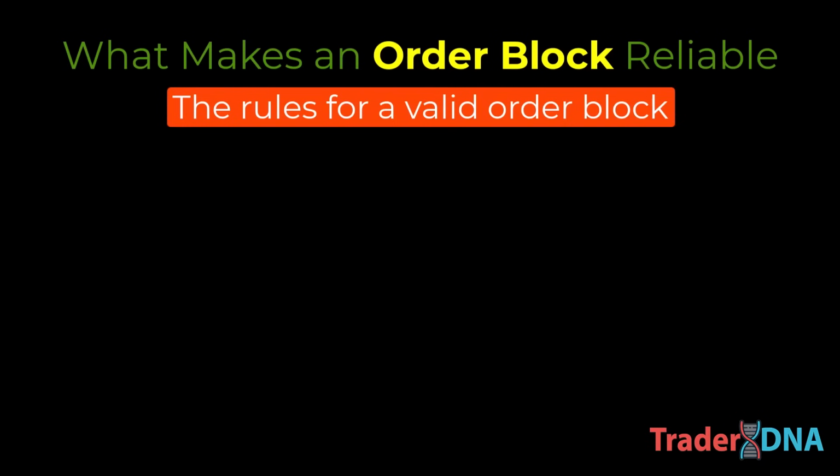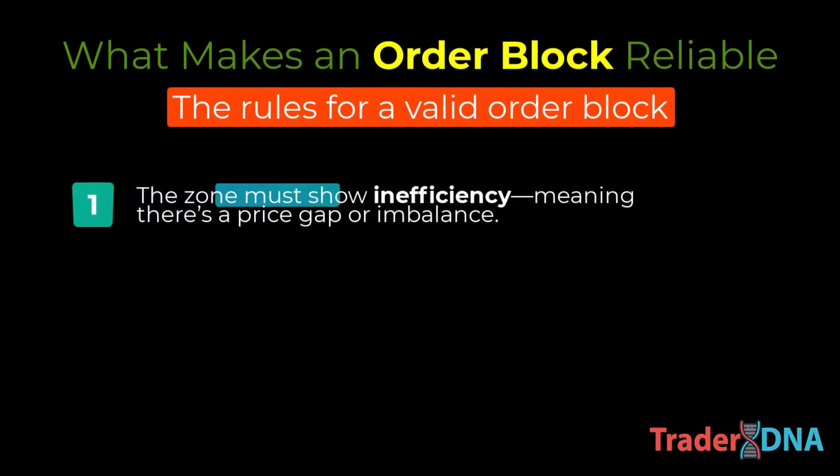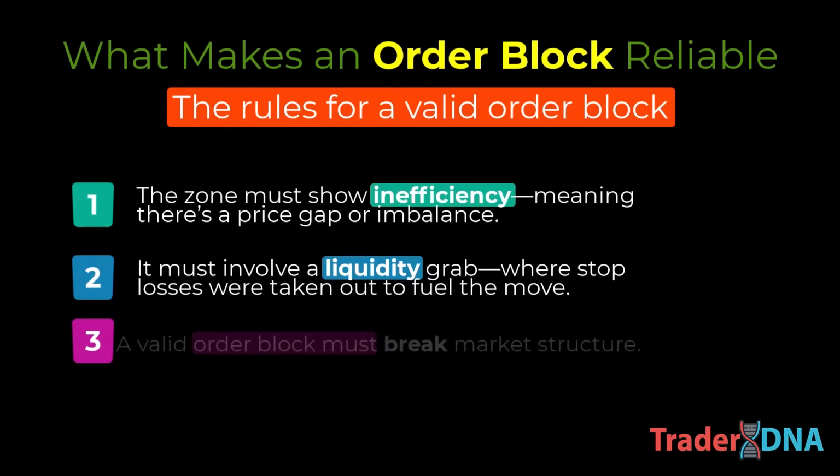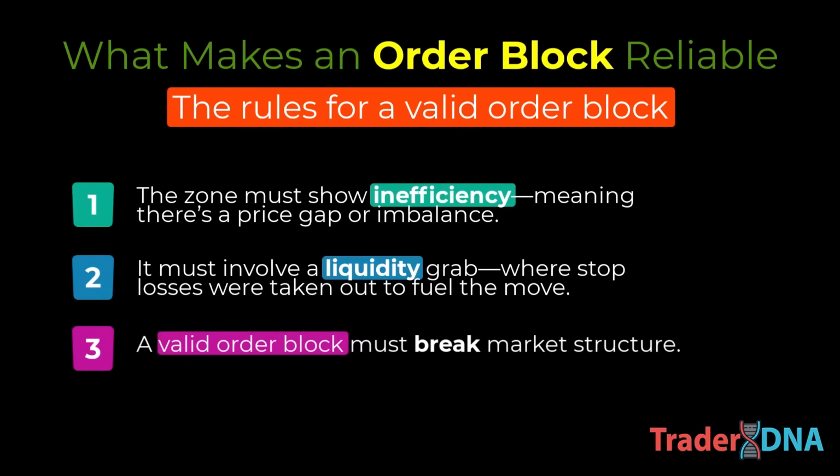The first 2 rules we've already touched on earlier in the video. 1. The zone must show inefficiency, meaning there's a price gap or imbalance. 2. It must involve a liquidity grab, where stop losses were taken out to fuel the move. But here's where the third rule takes things to the next level. A valid order block must break market structure.